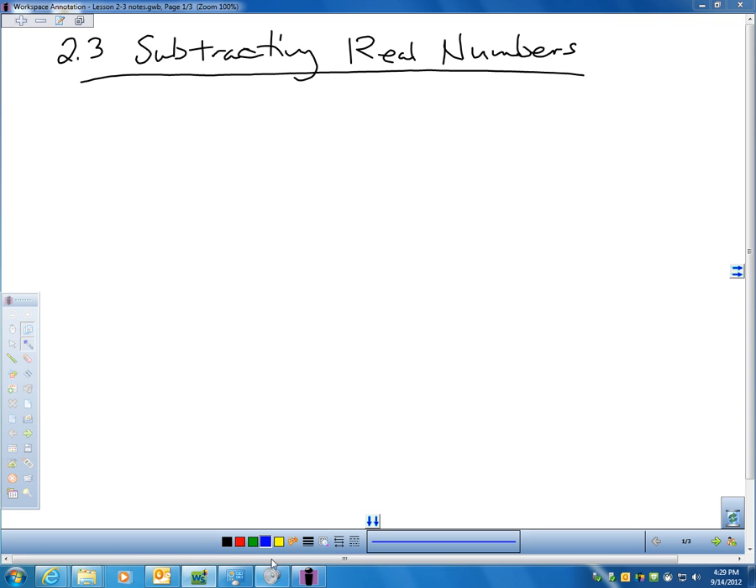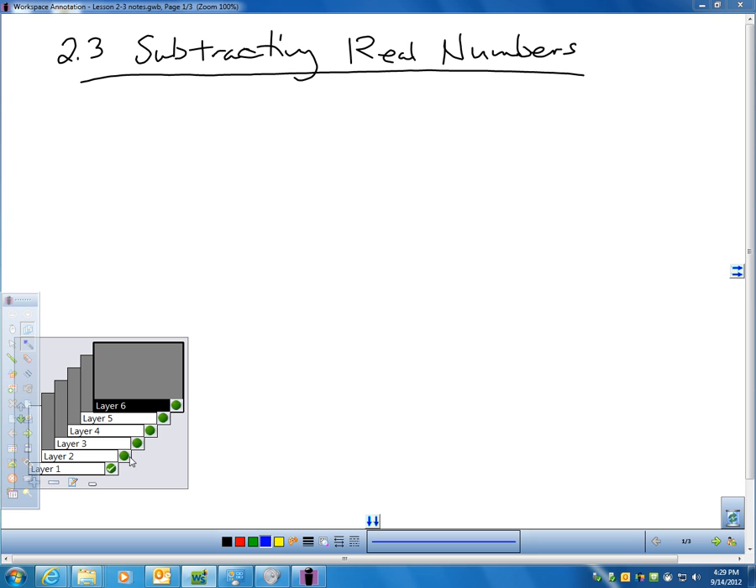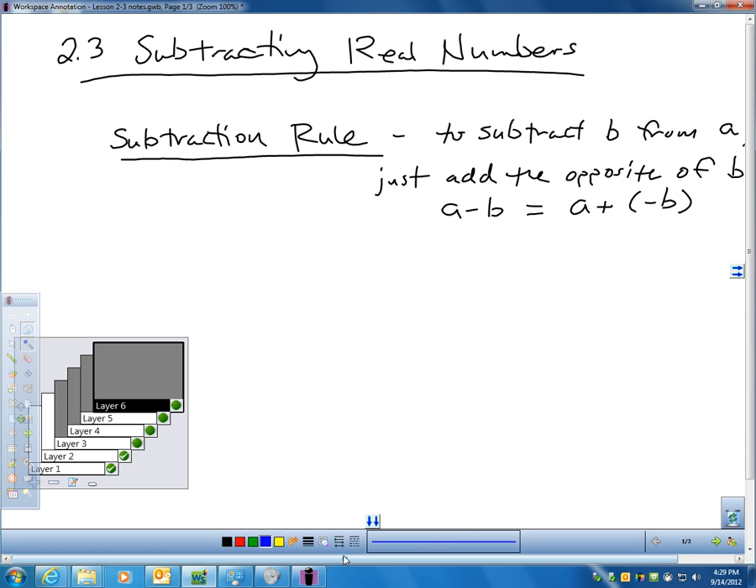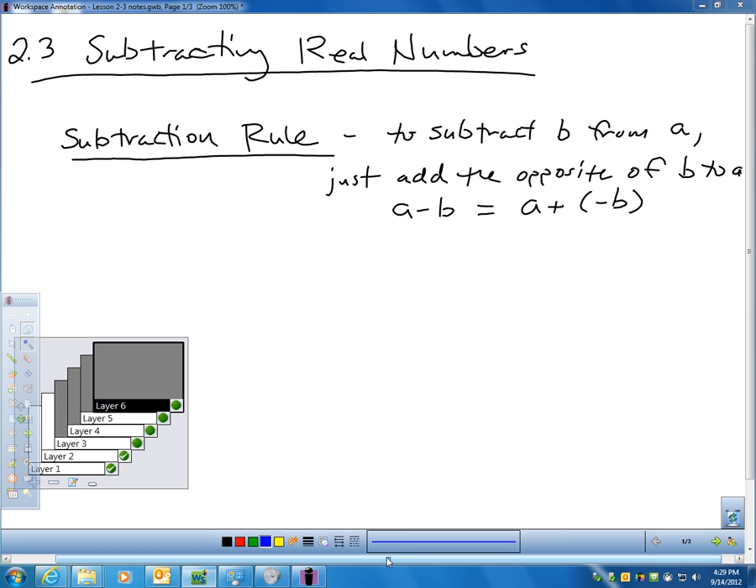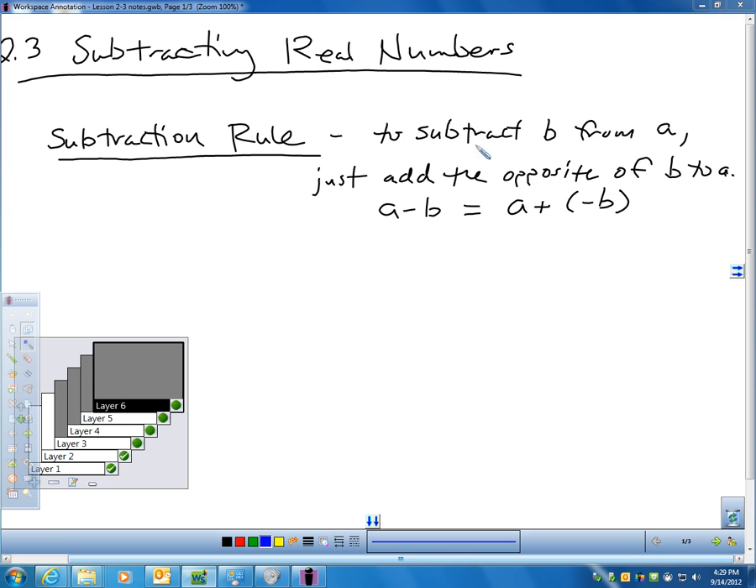All right, so to start up here, let's talk about subtracting real numbers. There's a rule that you can always follow when you're subtracting, and it's the following. To subtract a number b from a, all you have to do is add the opposite of b to a. So if I write that out in variables, a minus b is equal to a plus the opposite of b.